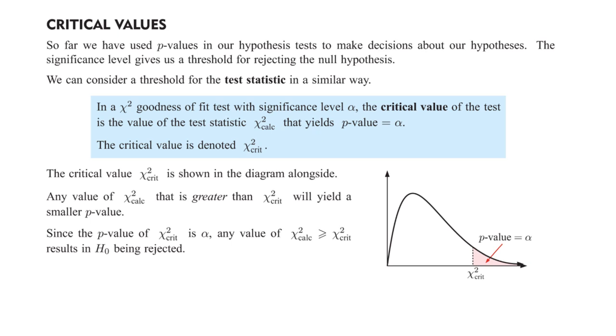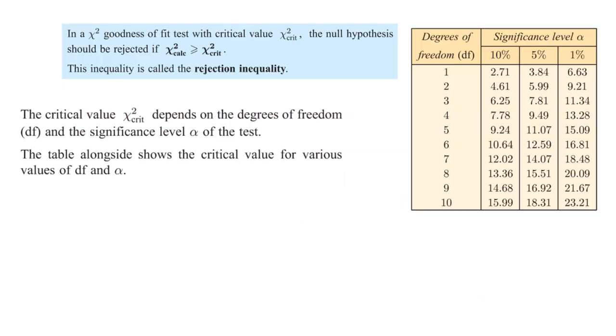The critical value chi-square crit is shown in the diagram. So here is our chi-square crit value. And then you'll see that our p-value and our significance level are actually the same value. So any value of chi-square calc that is greater than chi-square crit will yield a smaller p-value. Since the p-value of chi-square crit is the significance level, any value of chi-square calc, what we've been finding in our calculator, if it's greater than or equal to the chi-square crit value, results in the null hypothesis being rejected.